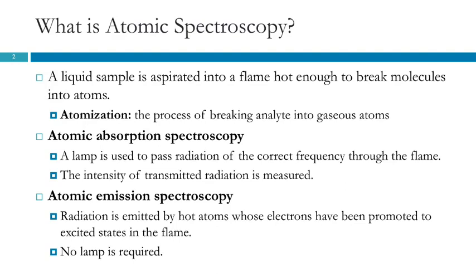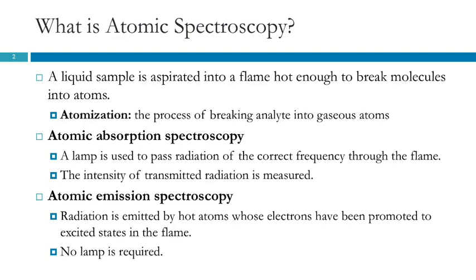There are two types of atomic spectroscopy. You can look at absorption or at emission. For absorption spectroscopy, which is how we usually run our instrument, there's a lamp that's used to pass electromagnetic radiation of the correct frequency through the flame where those atoms are. The intensity of the transmitted radiation is measured, and that is proportional to the concentration of the analyte.